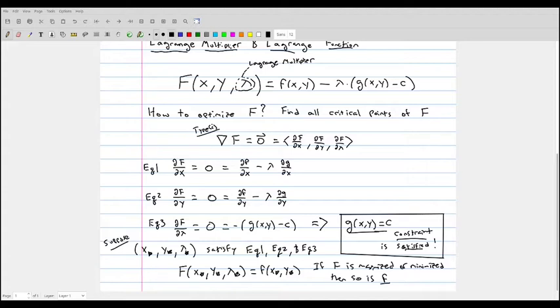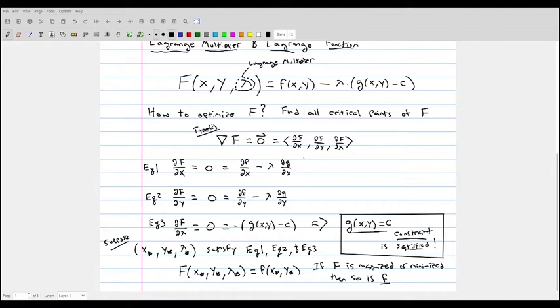So this is really a big thing. This is the power of the Lagrange multiplier method, is that the maximum and minimum of capital F directly correspond to maximum and minimum of lowercase f, while also satisfying our constraint. So this is a very cool and very neat trick mathematically.